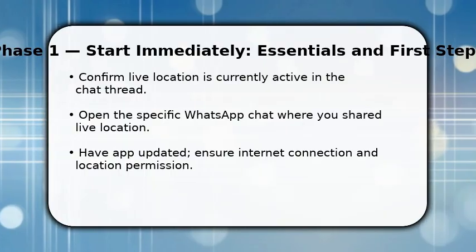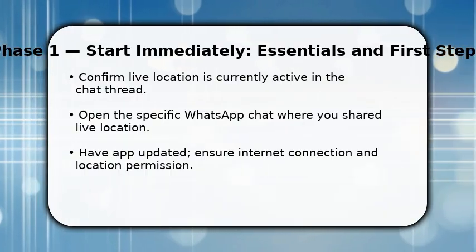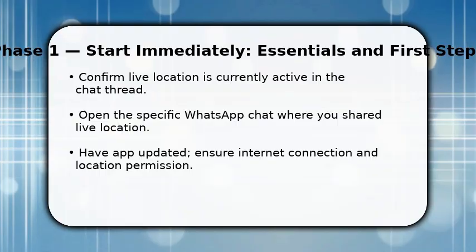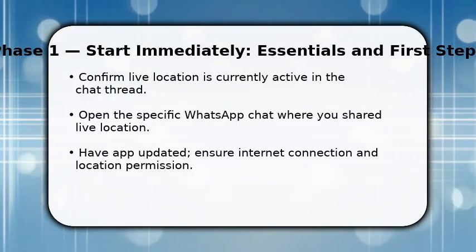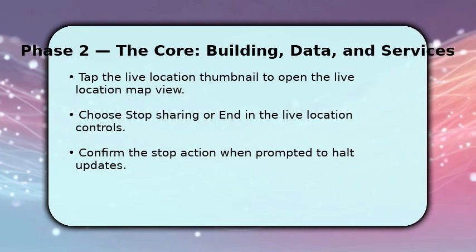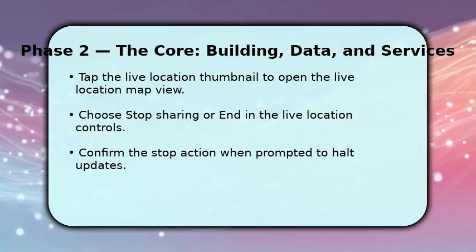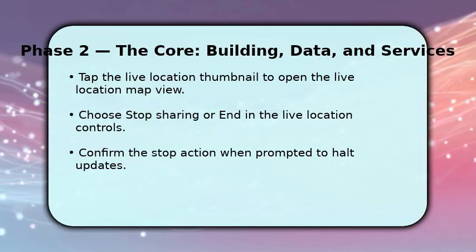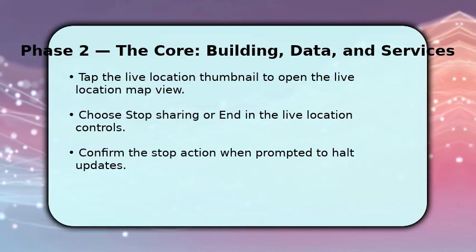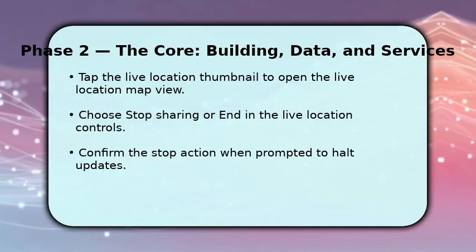Once you've located the live location card, tap it to open the live location view so you can access the controls to stop sharing immediately. When the live location map opens, focus on the controls. There's a clear stop sharing or end option. Tap it. You'll see a confirmation prompt asking if you want to stop sharing with that chat or group.